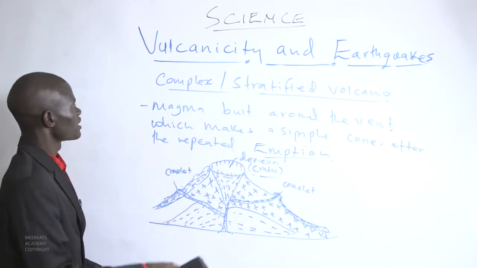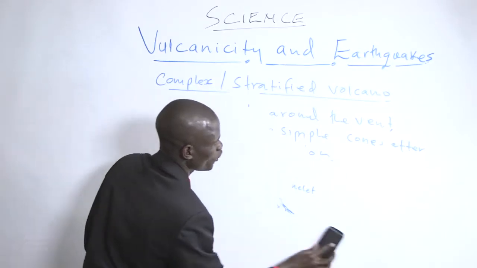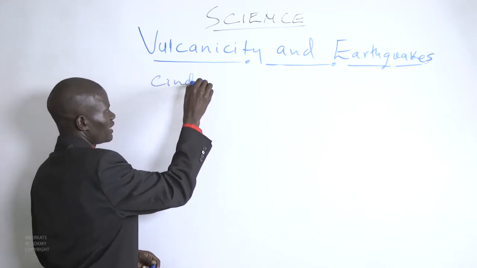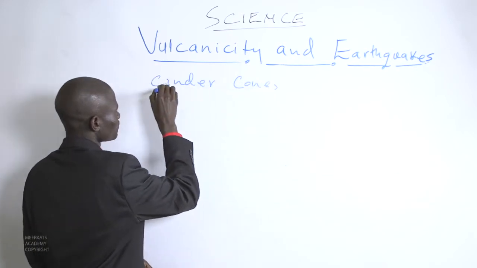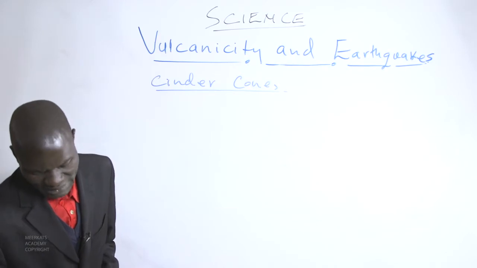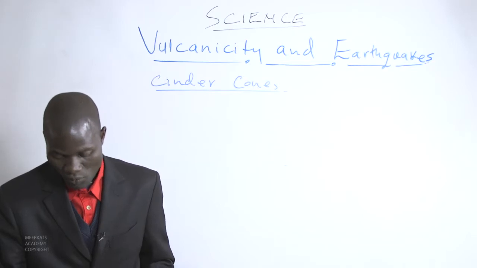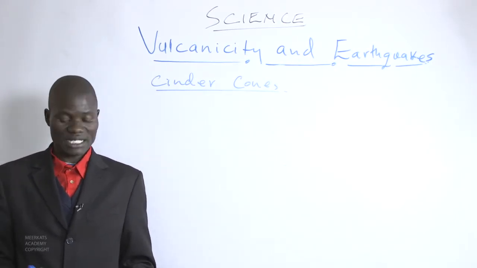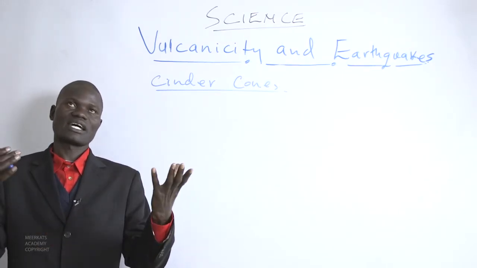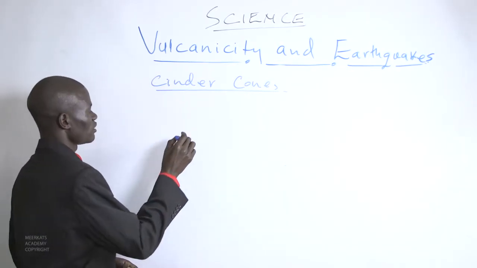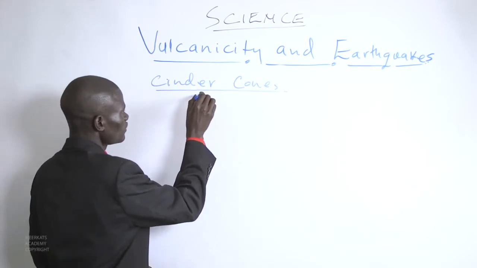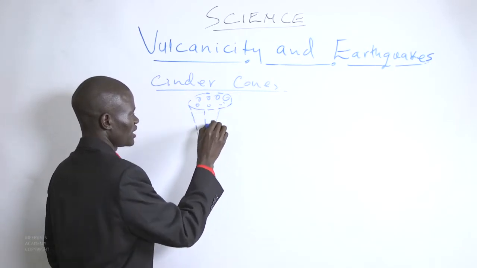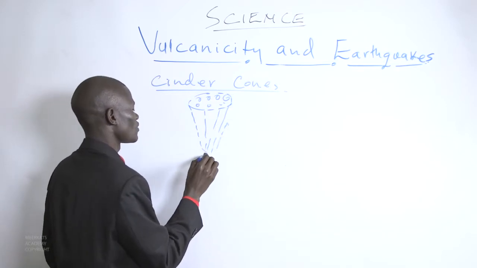Let's look at the next one, that is the cinder cone. The cinder cone is also another feature that occurs in the vent type of eruption, where emitted materials consisting of ash, remember the pyroclasts, the materials which are very light, are sometimes blown by the wind into the atmosphere, leading to the formation of a cinder cone. The cinder cone is formed as a result of the light materials. These are very light materials ejected by a lot of pressure from the vent eruption.